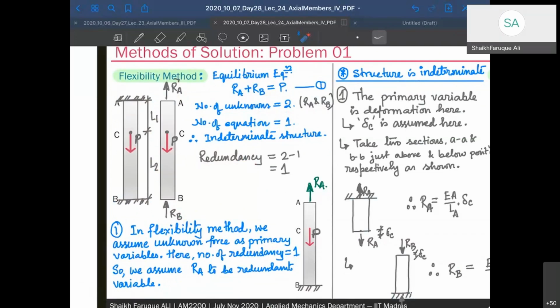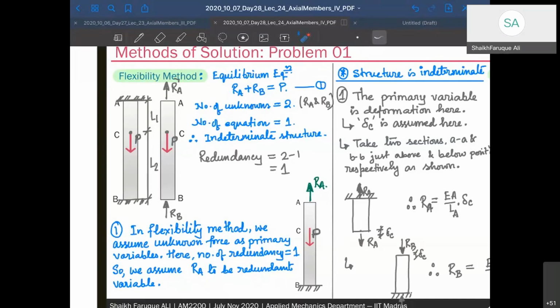So in the flexibility method, we assume the unknown force as the primary variable, right? Here the number of redundancies is 1, so we need to assume only one of the forces to be known to me. So we assume RA to be the redundant variable. So let's assume that RA is available to you. That means this boundary is not there. So I'm freeing one of the boundaries. Remember that the number of indeterminacy is 1, and therefore I'm freeing only one of the boundaries along one direction. Please note that the direction is important and the number is important.